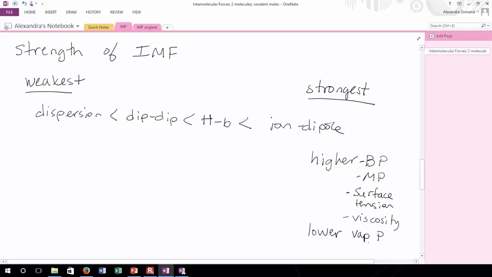We have to consider the strength of those IMFs. Dispersion is the weakest, ion dipole is the strongest. And then after dispersion we have dipole-dipole, then hydrogen bonding, then the ion dipole. What are the consequences of IMF strengths? Well, the stronger the IMF, the higher will be the boiling point, the melting point, the surface tension, viscosity, but the lower will be the vapor pressure.